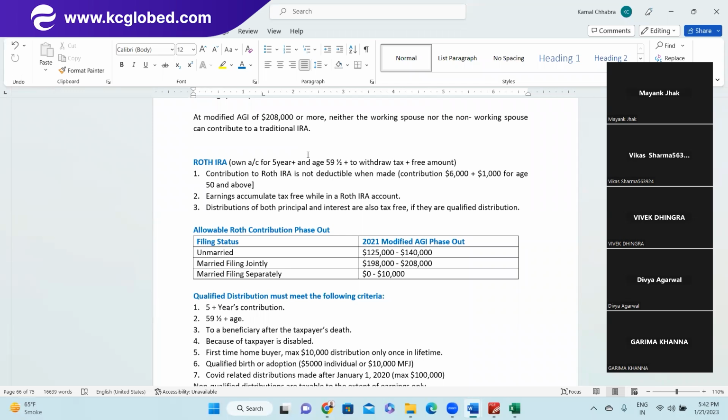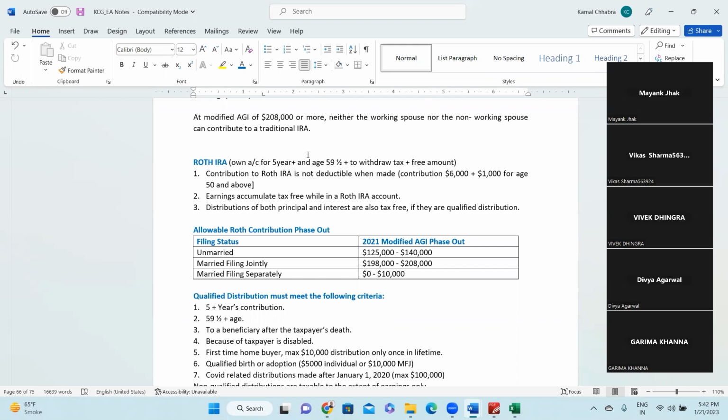So contribution to the Roth IRA is not deductible, like we have discussed earlier, and you can make a contribution of $6,000 if you are less than 50 years of age. If you are more than 50, you can add an additional $1,000. If you are filing jointly, you can take up to $12,000. If one of you is more than 50, then $13,000. If both of you are more than 50, then $14,000 of contribution. So the contribution limit, whether it is traditional or Roth, is the same.